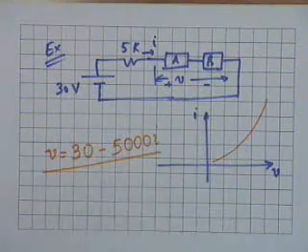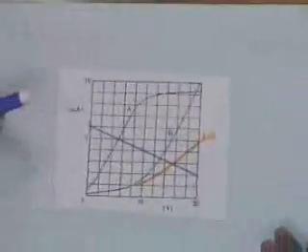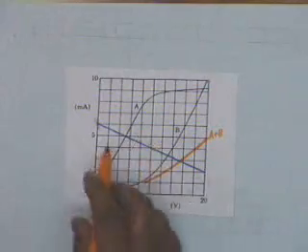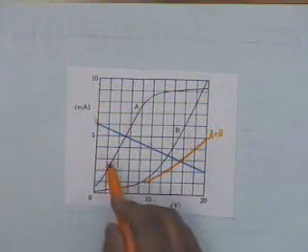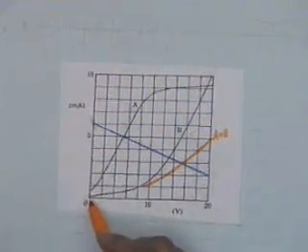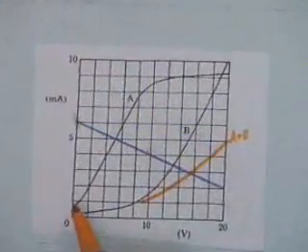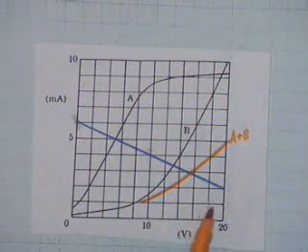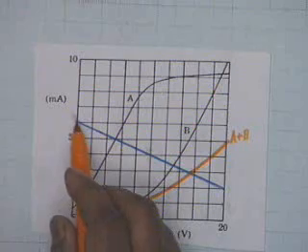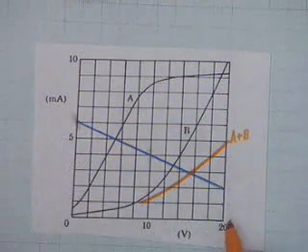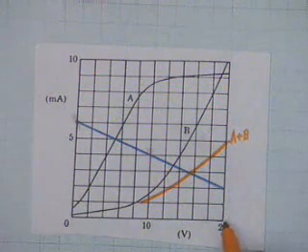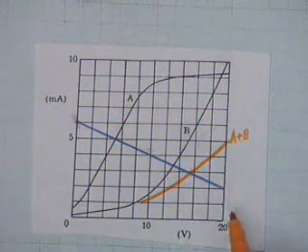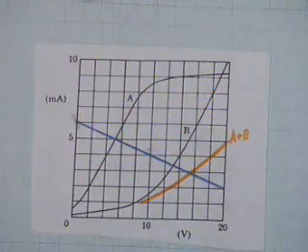And you have to plot this line also. This is what I have plotted here. This blue line is the load line. For example, when small v equals 0, the current shall be 30 divided by 5000, which is equal to 6 milliampere. That's the point. When small v is equal to 20, then 30 minus 20 is 10. No, this is not clear what I am doing.